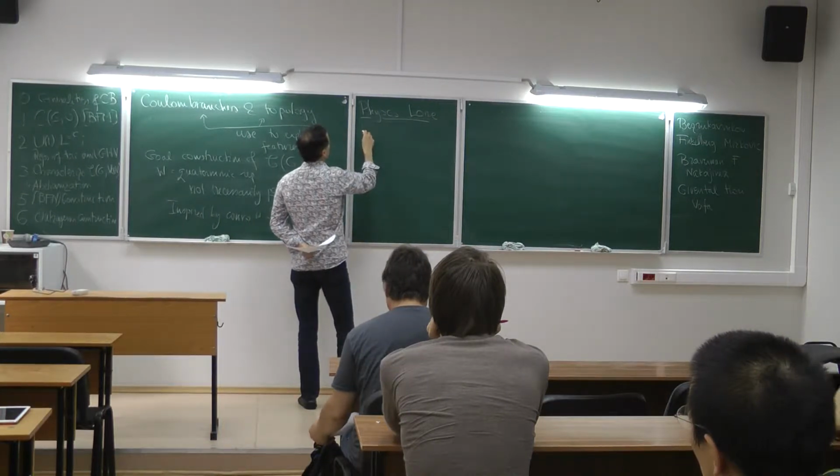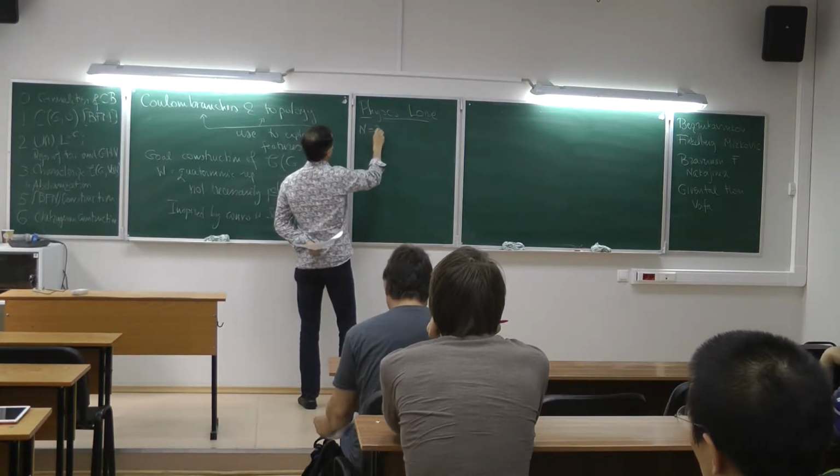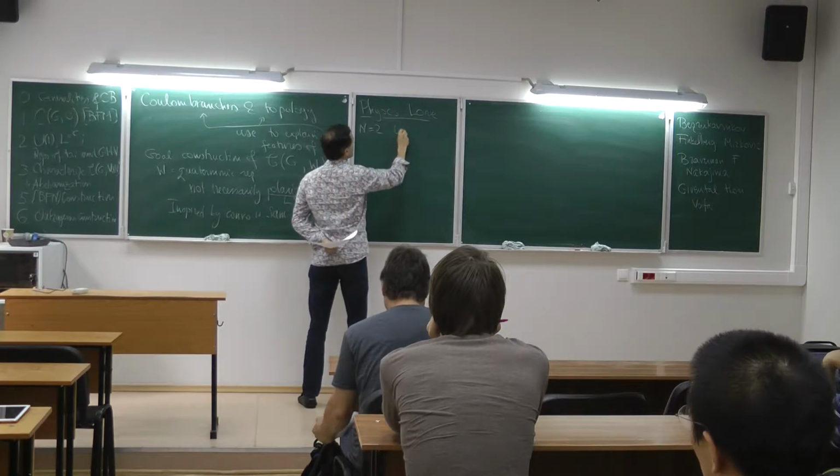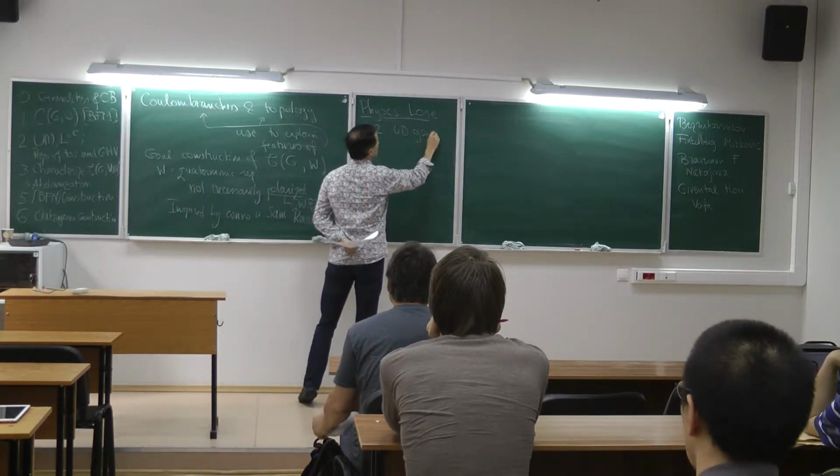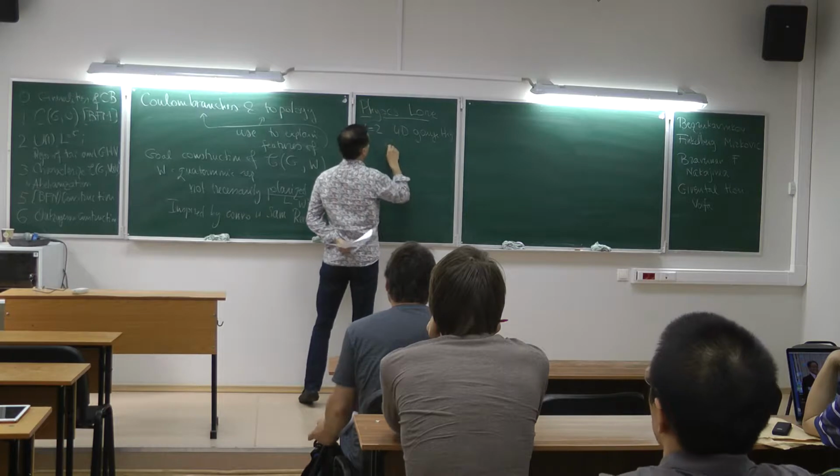So you start with, I think, an n equals 2 4-dimensional gauge theory, compact group G.